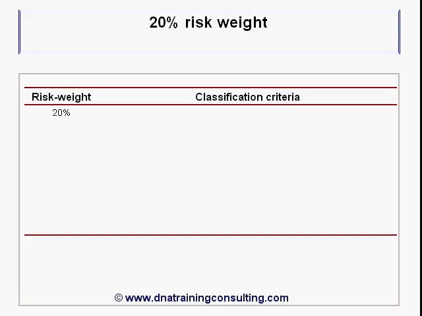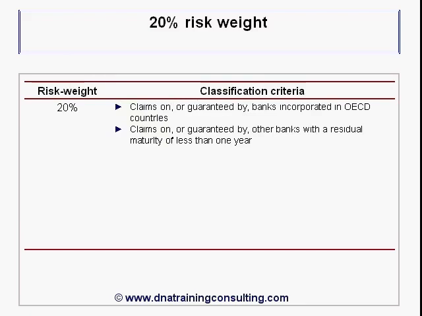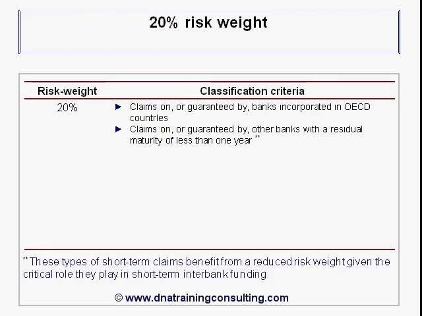In the 20% risk weight category, we have claims on or guaranteed by banks incorporated in OECD countries. The thought behind this rule is that banks have implicit or explicit support from their governments. So some tie between their risk weight and that of their government is appropriate. Next, claims on or guaranteed by other banks with a residual maturity of less than 1 year. These types of short-term claims benefit from a reduced risk weight given the critical role they play in short-term interbank funding.